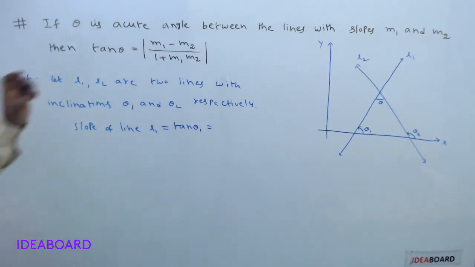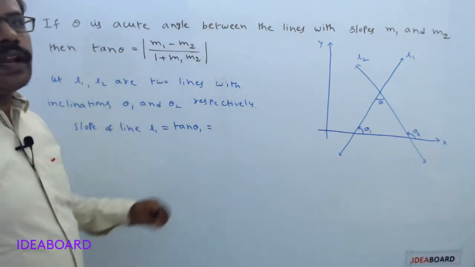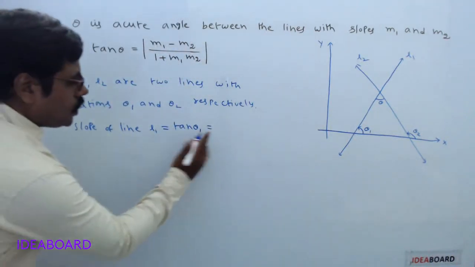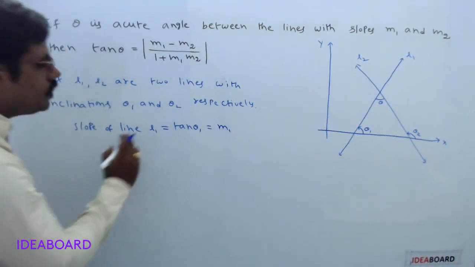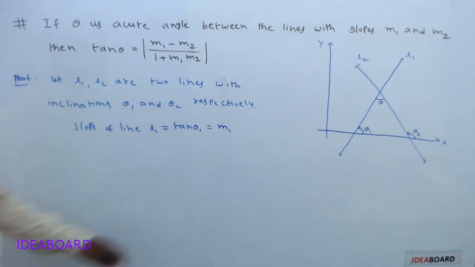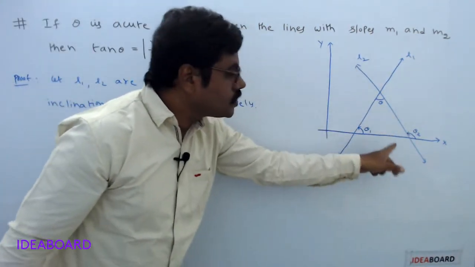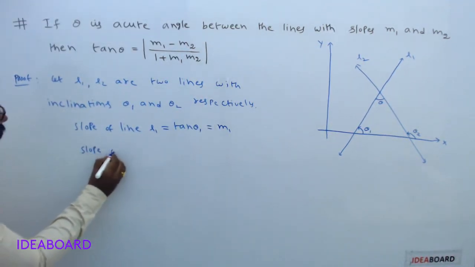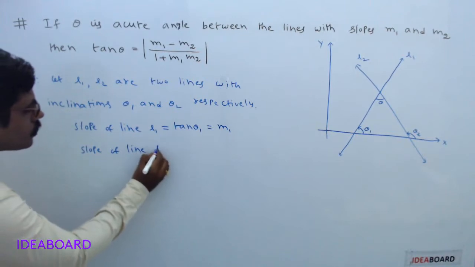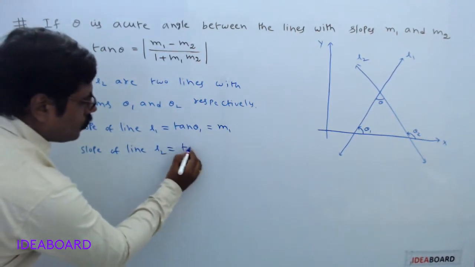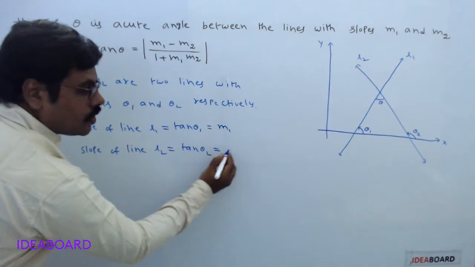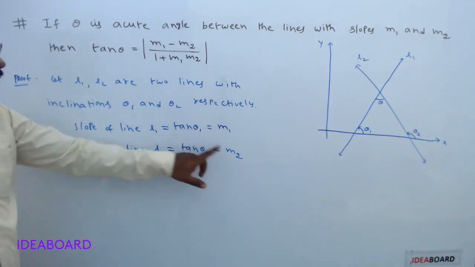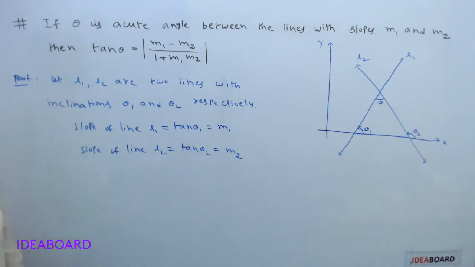Given that theta is the angle between the lines with the slopes m1 and m2. So let m1 be the slope of the line L1. Next, theta 2 is the inclination of the line L2, so slope of line L2 equals tan theta 2. Now denote this with m2. So m1 equals tan theta 1, m2 equals tan theta 2.